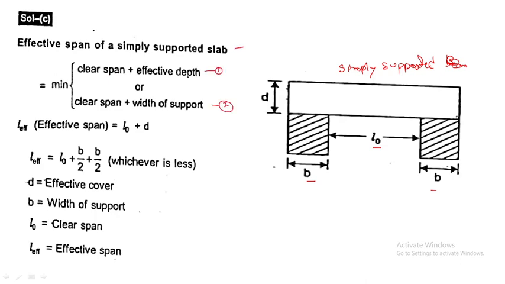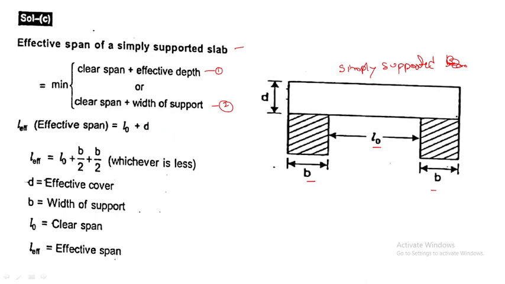Clear span plus effective depth. What is the clear span? L0 plus effective depth, that is D. Or clear span plus width of the support, L0 plus B, right? L0 plus D or L0 plus B, you have to remember.